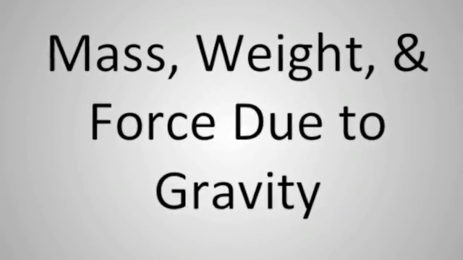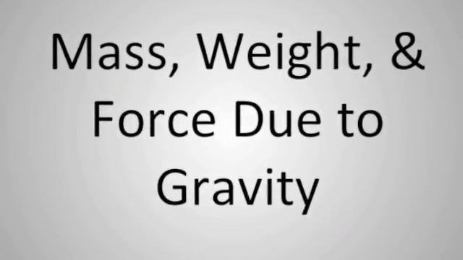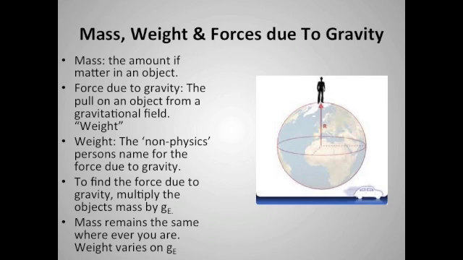Mass, weight, and force due to gravity. Mass is the amount of matter in an object. Force due to gravity is the pull on an object towards the center of the earth. Weight is another name for force due to gravity. Mass remains the same wherever you go, and weight depends on the force due to gravity wherever you are.